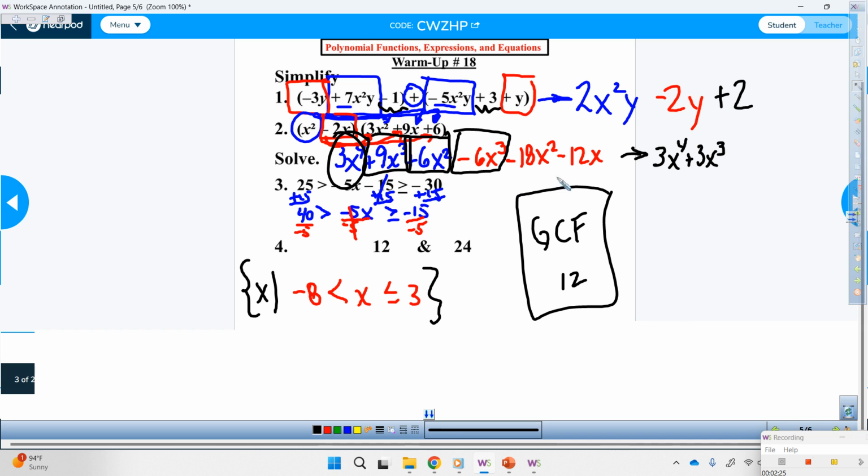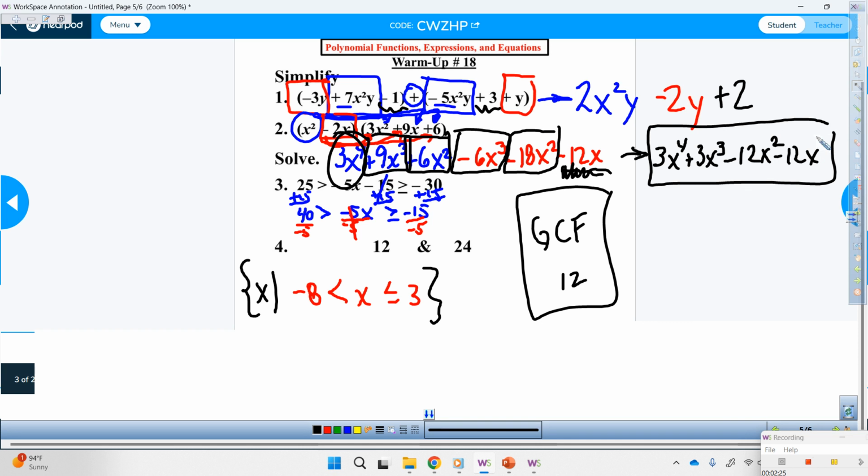6x squared and negative 18x squared. And lastly, carry it over. Okay. Hands, if you got that. All right, looks about right.